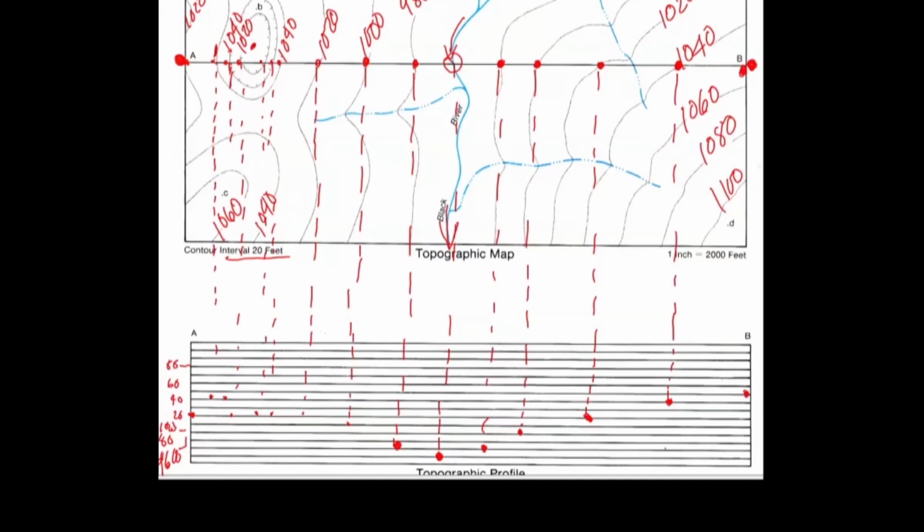So we have all our points marked now, and it's simply a matter of connecting them with a smooth line to show what the land surface looks like if we were to take a walk across the line A to B.